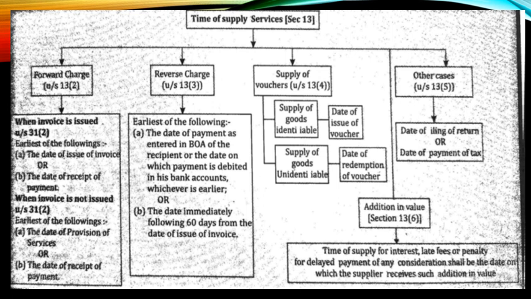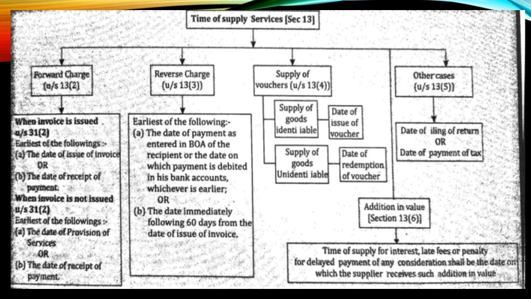CGST Act 2017. So if the time of supply is known, but it is not used for the calculation, or the tax is not paid according to that time of supply, then additional value will be imposed with the GST, that is interest, late fee or penalty for delayed payment of any consideration, shall be the date on which the supplier receives such addition in value.